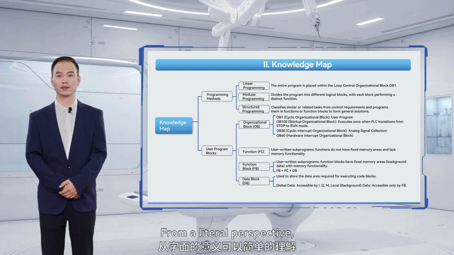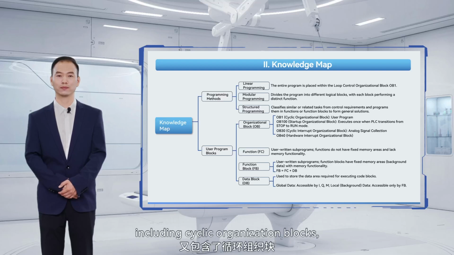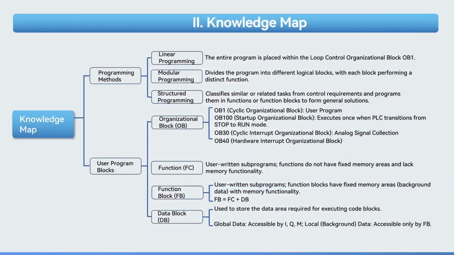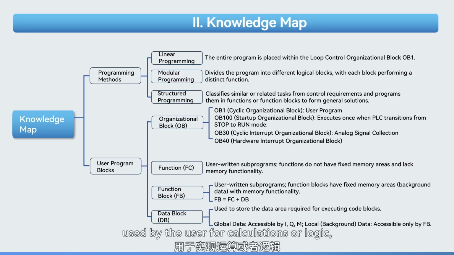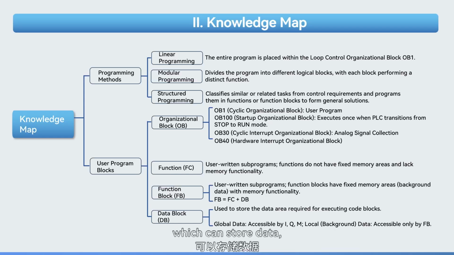From a literal perspective, an organization block is a block that organizes the running of the program, including cyclic organization blocks, start organization blocks, interrupt organization blocks, etc. A function, FC, is a subroutine used by the user for calculations or logic, but it cannot store data. A function block, FB, is also a subroutine used by the user, which can store data, equivalent to FC plus DB. Data blocks, DB, are used for storing data and are divided into global DBs and local, background, DBs.